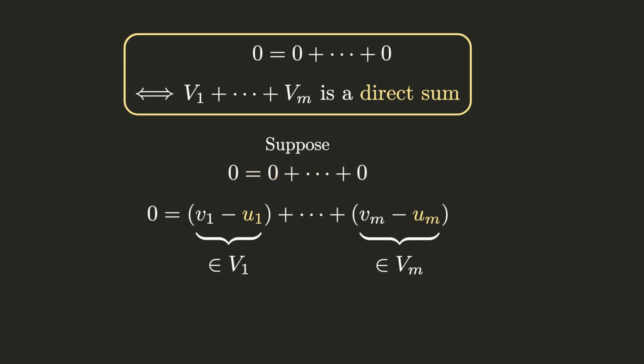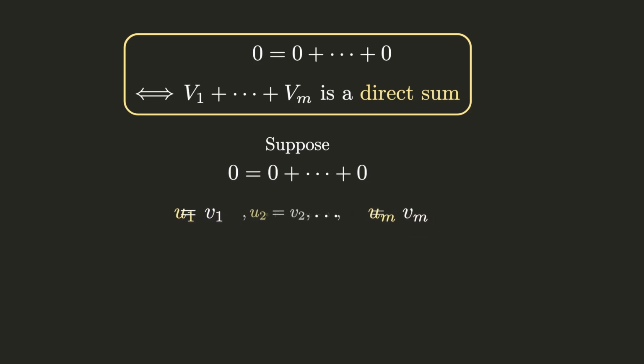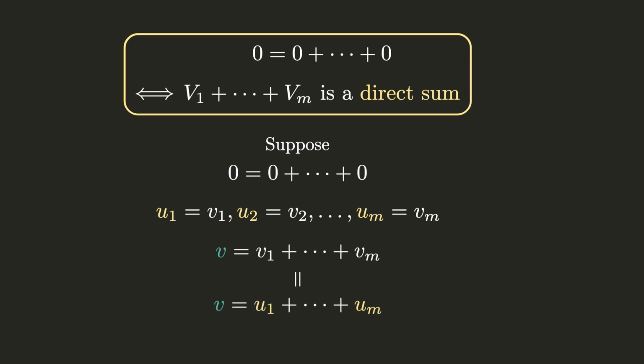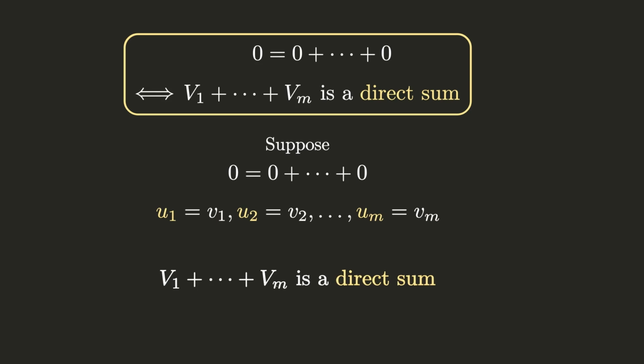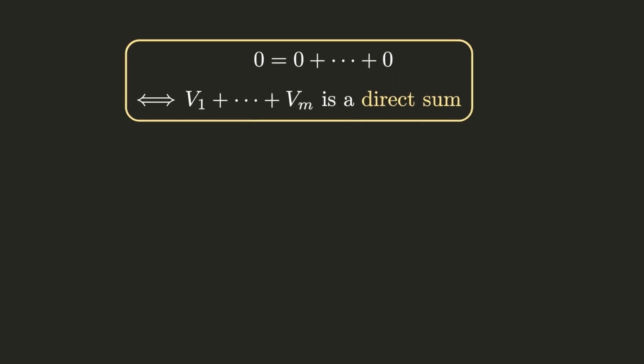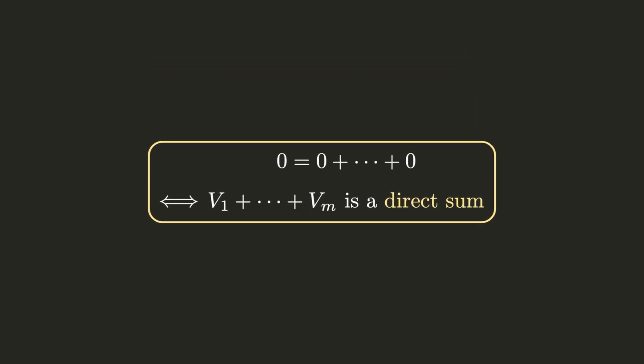And we already assumed that taking 0 from each subspace is the only way to write 0 as a sum. So each of these terms equals 0. This implies u1 equals v1, u2 equals v2, and so on, which further implies v has only one way to be written as a sum. So these subspaces form a direct sum, completing both directions of the proof. So we've proven that verifying 0 can only be written as a sum of zeros is equivalent to the subspaces being a direct sum. Alright, let's move on to another theorem of the direct sum.